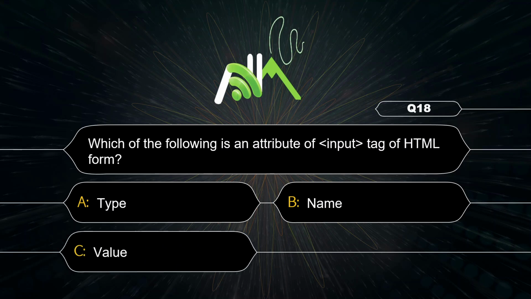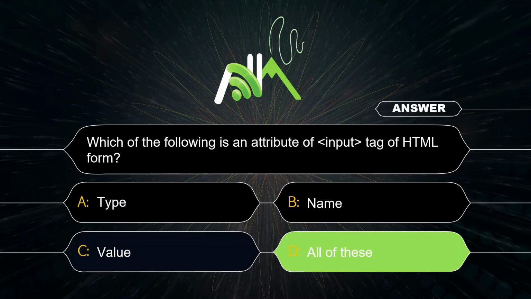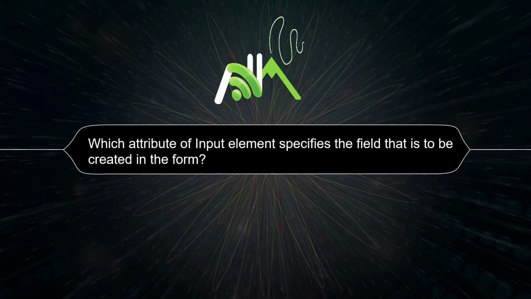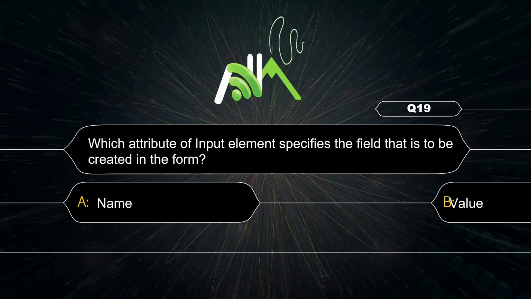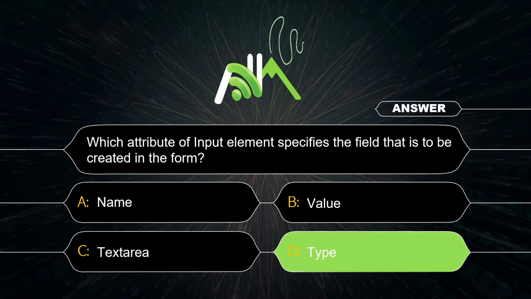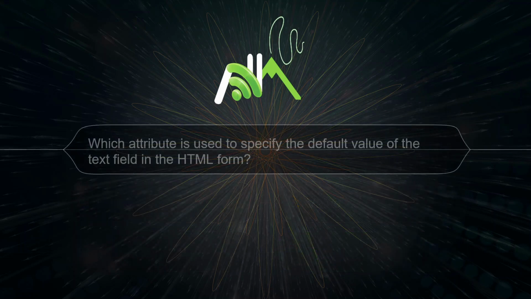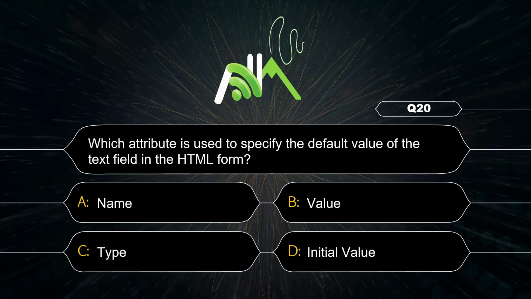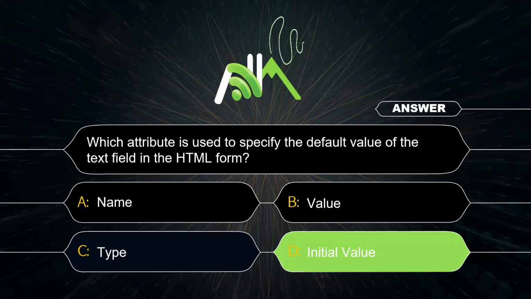Three attributes. All of this. Again, an important question. Which attribute of input element specifies the field that is to be created? So the correct answer is type. Here many get confused. They are talking about the default value of the text field, and here value is also given, initial value is given. But here we have seen one image that is showing initial value. So the correct answer for text field is initial value.